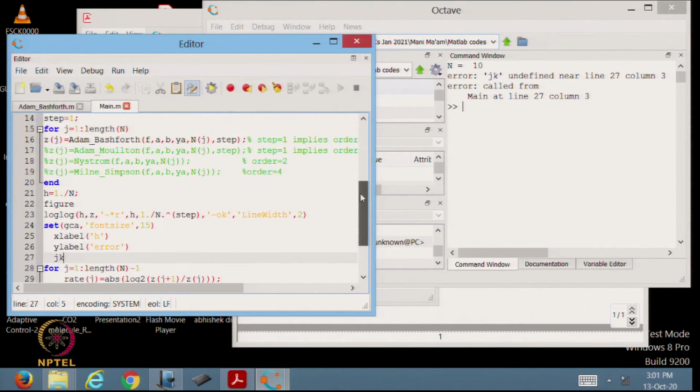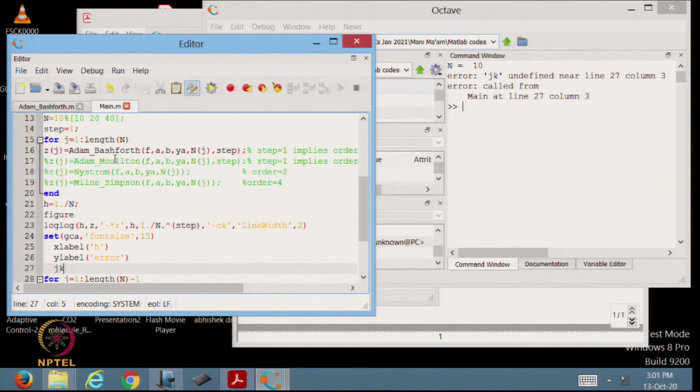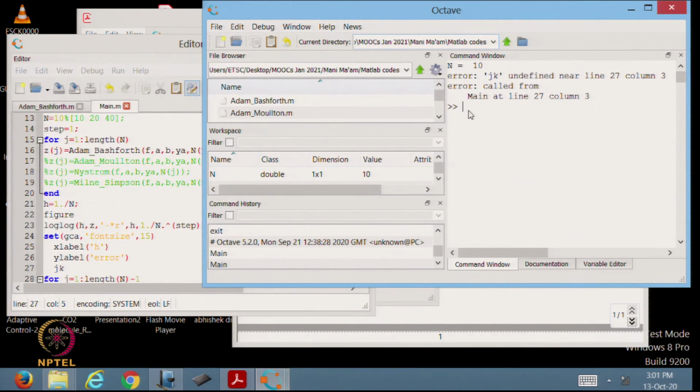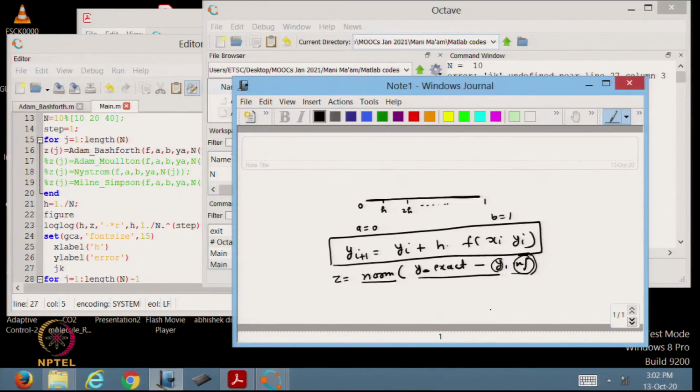Now if you see what is the output of this function Adam-Bashforth, the output is in the form of z. So basically z is the error, which if I type it here, I should see what the error is. You see the error is 0.08, and this error corresponds to n is equal to 10, or you can say corresponds to h is equal to 1 by 10.